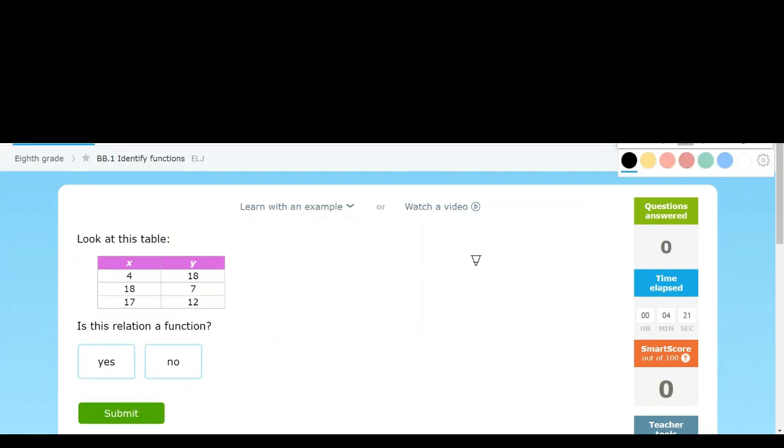Let's take a look at another example. So again, we're going to pay attention to the x values here. So the x column. And we're going to ask ourselves, is there an x number that appears more than once here? Well, I see an x number of 4, 18, and 17. Huh, doesn't look like any x values appear more than once here. When you see this kind of behavior, it is automatically yes, a function.